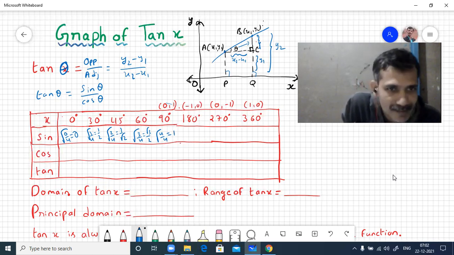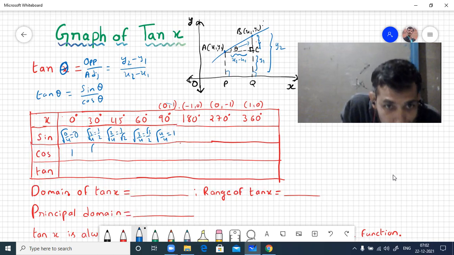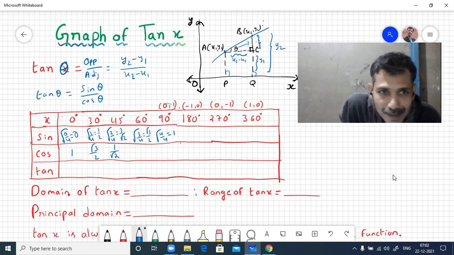Cos will decrease from 0 to 90, so write the values in reverse. Cos 0 value is 1. Cos 30 value is root 3 upon 2. Sin 45 and cos 45 both are the same. Okay. Cos 60 is 1 by 2. Cos 90 is 0.